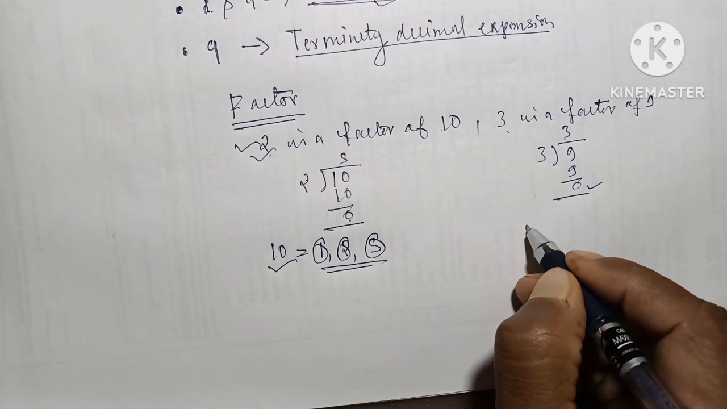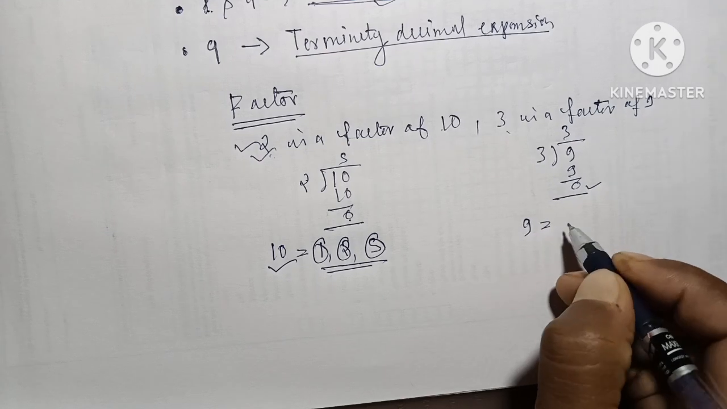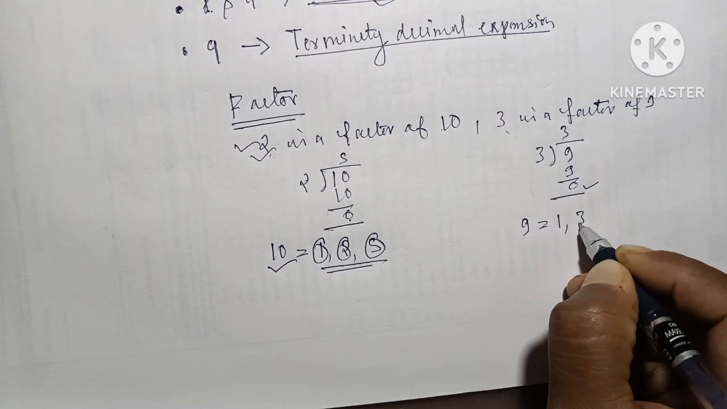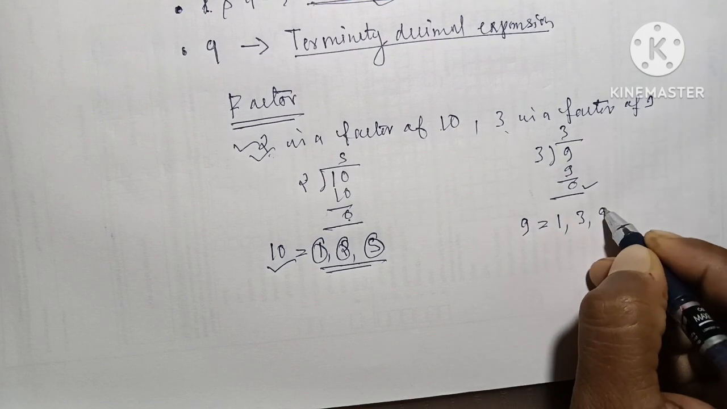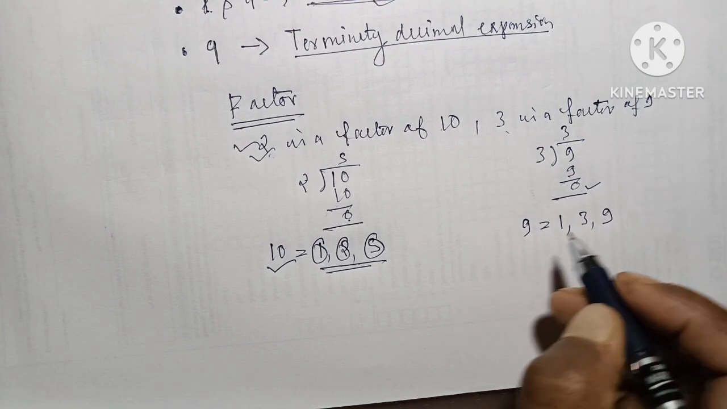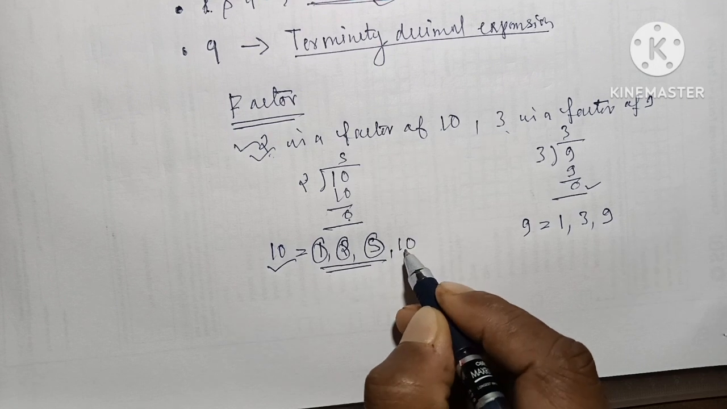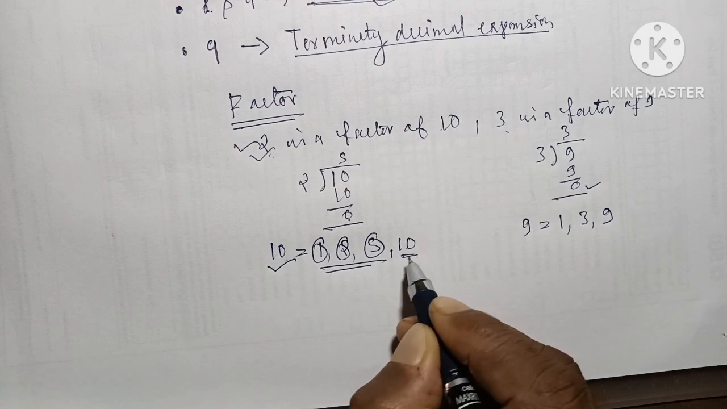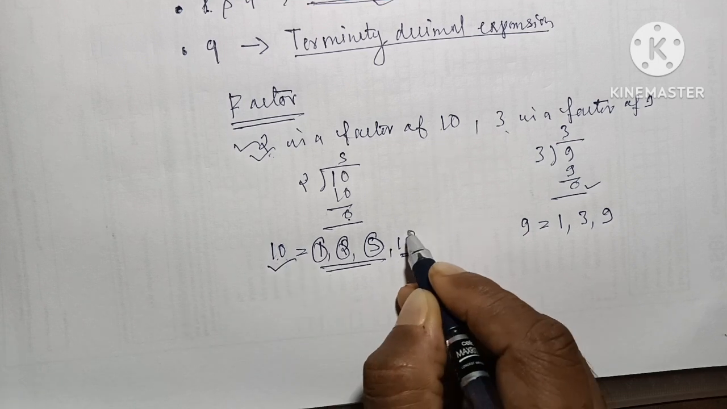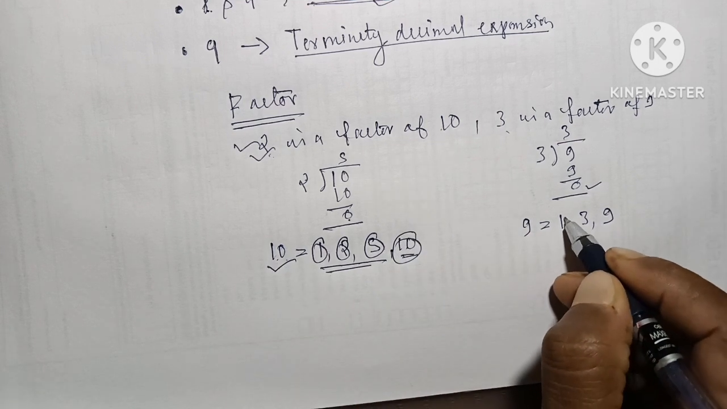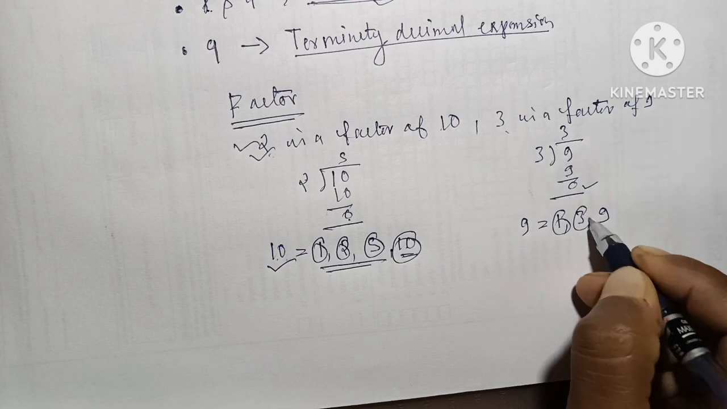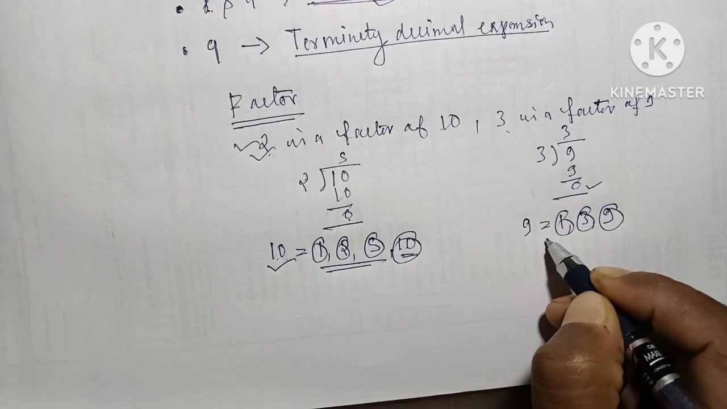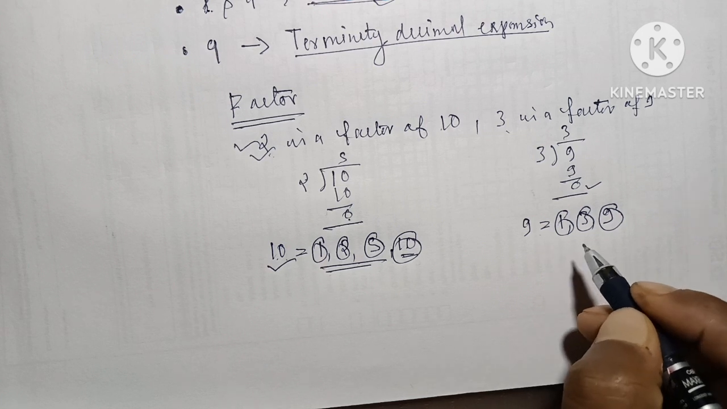Similarly 9 also has many factors. 1 can divide 9, 3 can divide 9, and 9 itself also divides 9. Here also 10 itself divides 10, means 10 itself is also a factor. Same way 1 is a factor of 9, 3 is a factor of 9, 9 itself is also a factor of 9. This is called a factor.